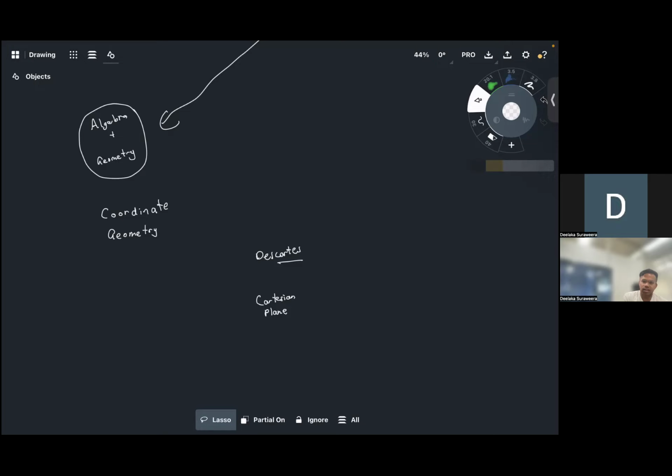He came up with the Cartesian plane. And this was really powerful because it allowed you to combine geometry with algebra.